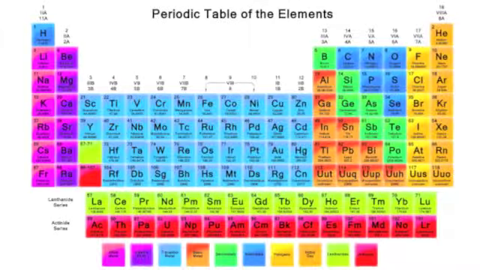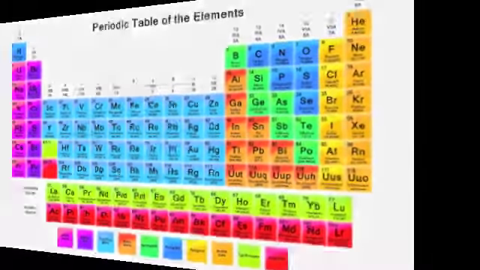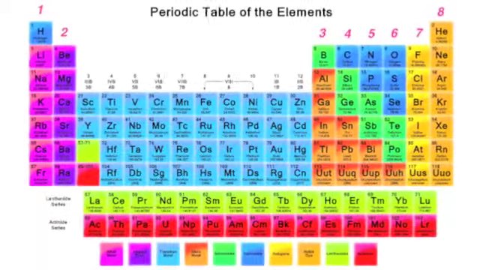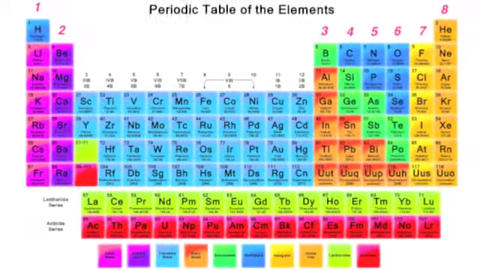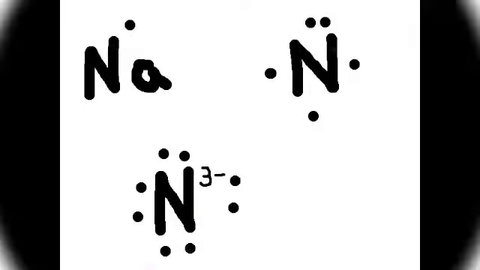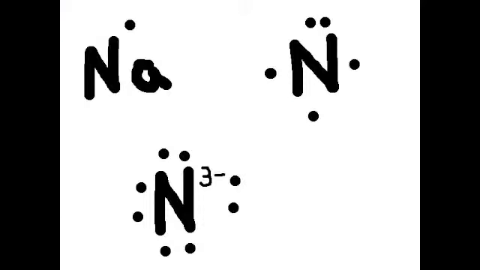Lewis dot diagrams are a way to track the valence electrons. Each number above the column represents how many valence electrons every element in that family or group contains. For example, sodium receives 1 valence electron, which means 1 dot. However, nitrogen receives 5 because it's in the 5th column.